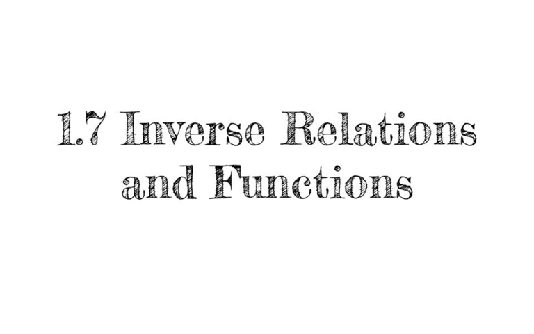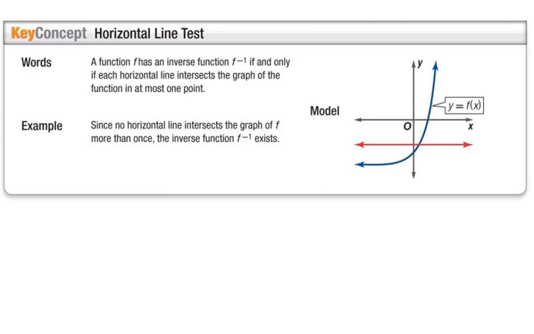Okay, section 7 on inverse relations and functions. First, we learned about the vertical line test at the beginning of the chapter to determine if a relation was a function or not. If it passed the vertical line test, it was a function. Now, if we have a function that passes the horizontal line test, then that function has an inverse and is called 1 to 1. That means for every one x, there's exactly one y.